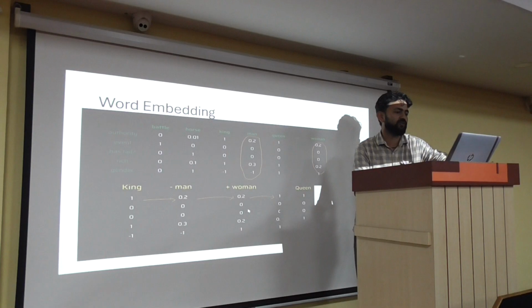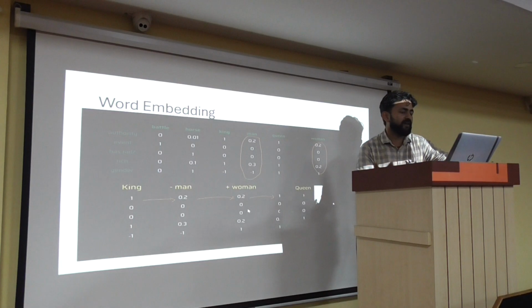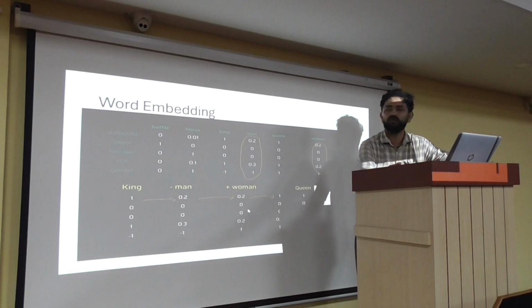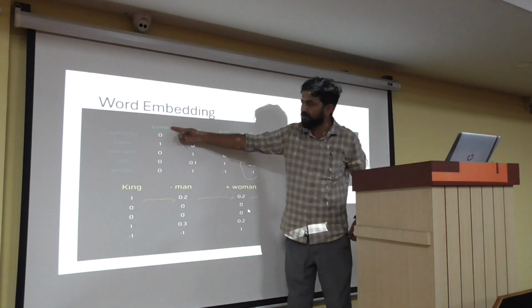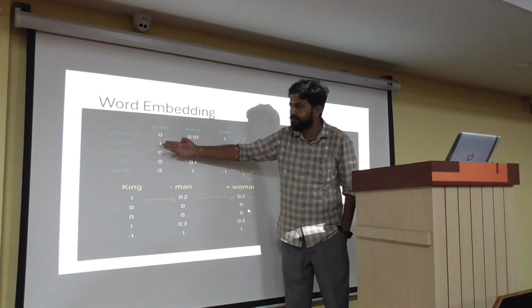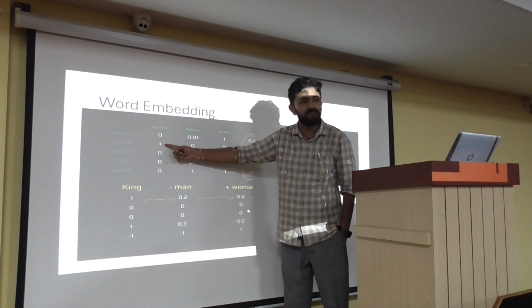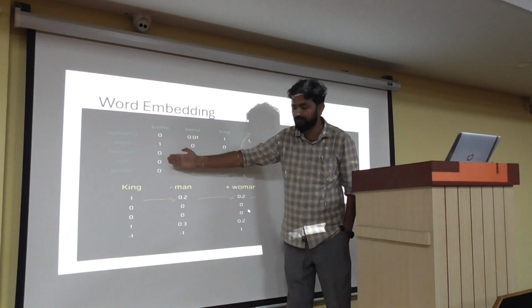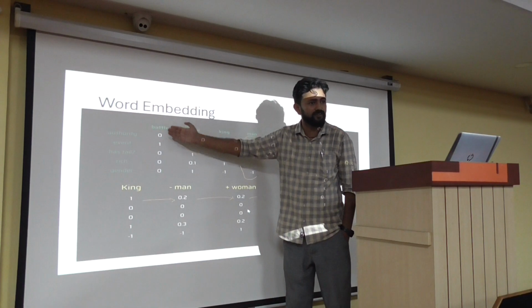A king has authority, so I can represent that with numbers. Is it an event? Is battle an authority? No, battle is not an authority, so it is 0. Is battle an event? Yes, battle is an event, so 1. So I will get a vector for this one.